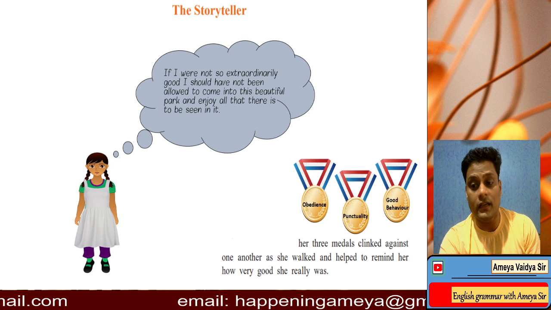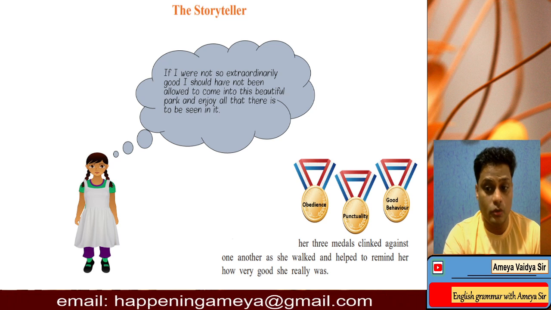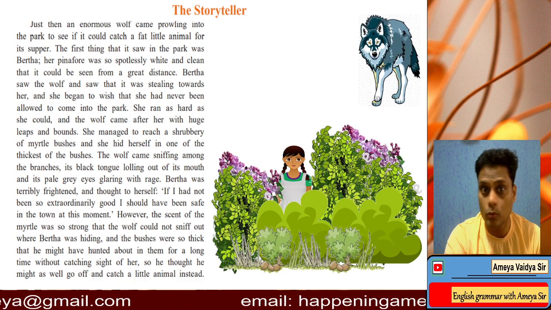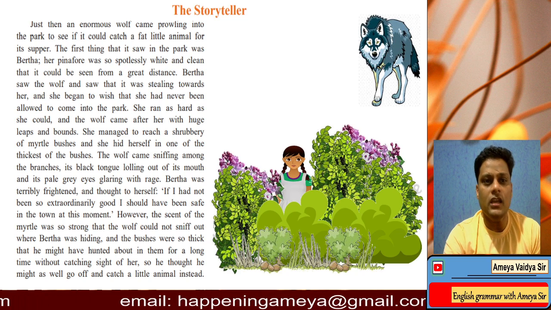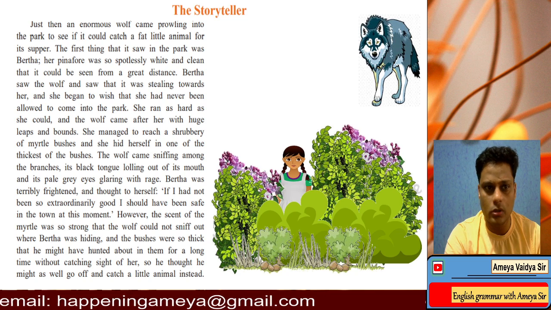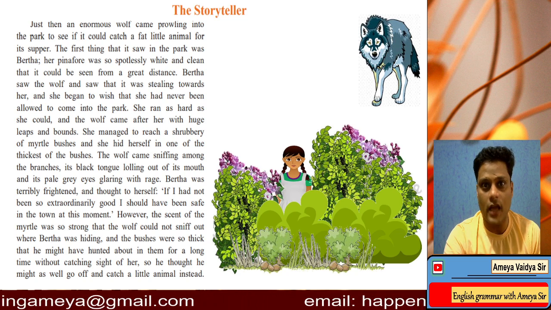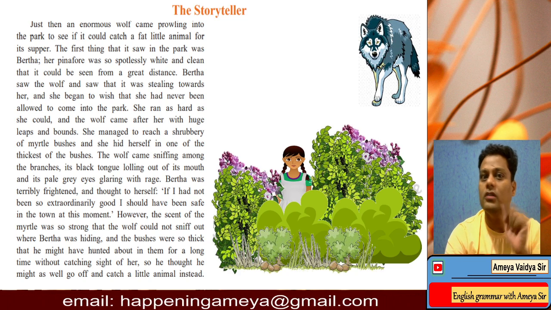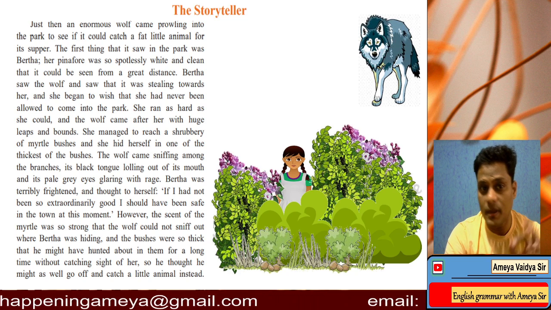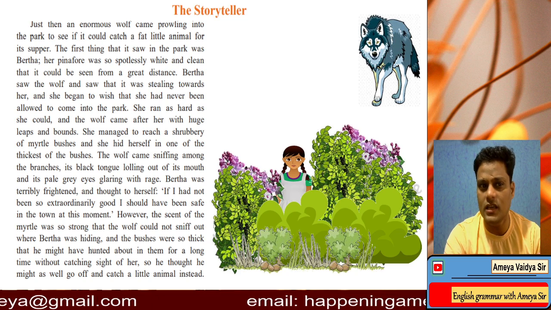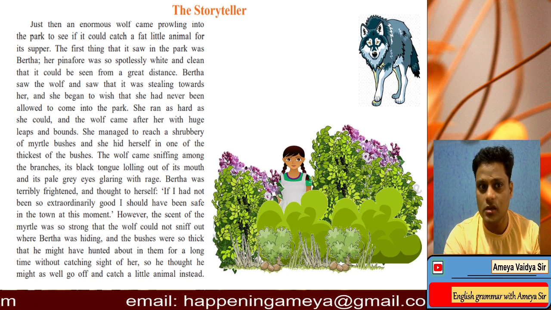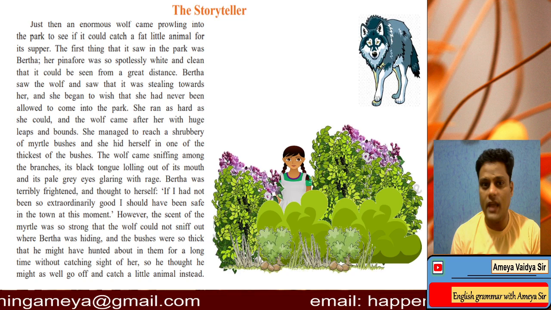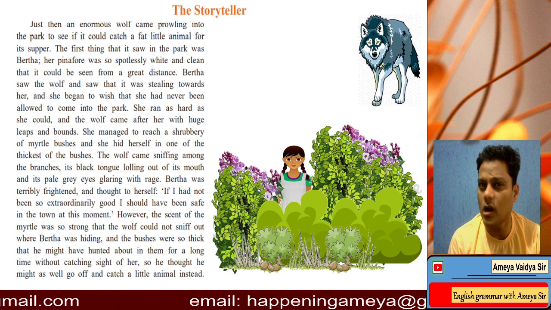Her medals clinked against one another as she walked and helped to remind her how good, very good, she really was. Just then, an enormous wolf came prowling into the park to see if it could catch a fat little animal for its supper. The first thing that it saw in the park was Bertha. Her pinafore was so spotlessly white and clean that it could be seen from a great distance. Bertha saw the wolf and saw that it was stealing towards her, and she began to wish that she had never been allowed to come into the park.